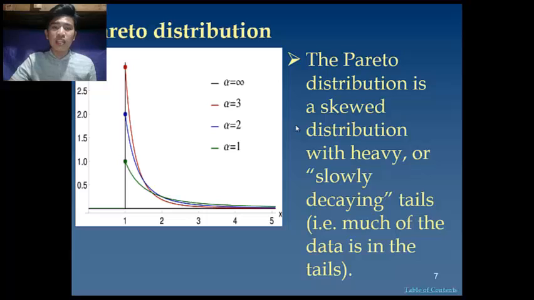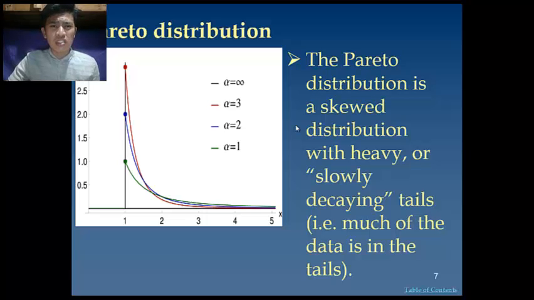So let's proceed to the Pareto distribution. Are you excited to know what is Pareto distribution? If you're excited, please bear with me. The Pareto distribution is a skewed distribution with heavy or slowly decaying tails. Much of the data is in the tail, so it merely focuses on the tail.